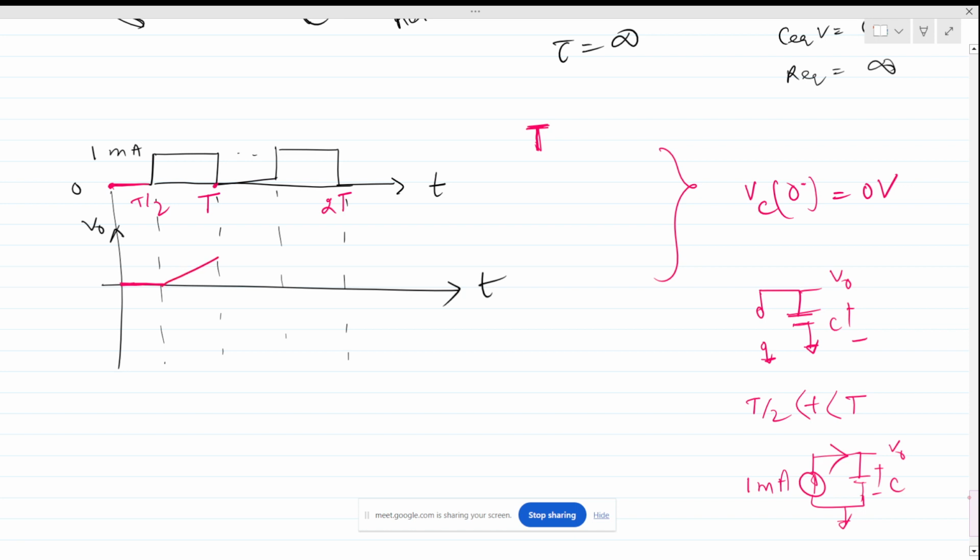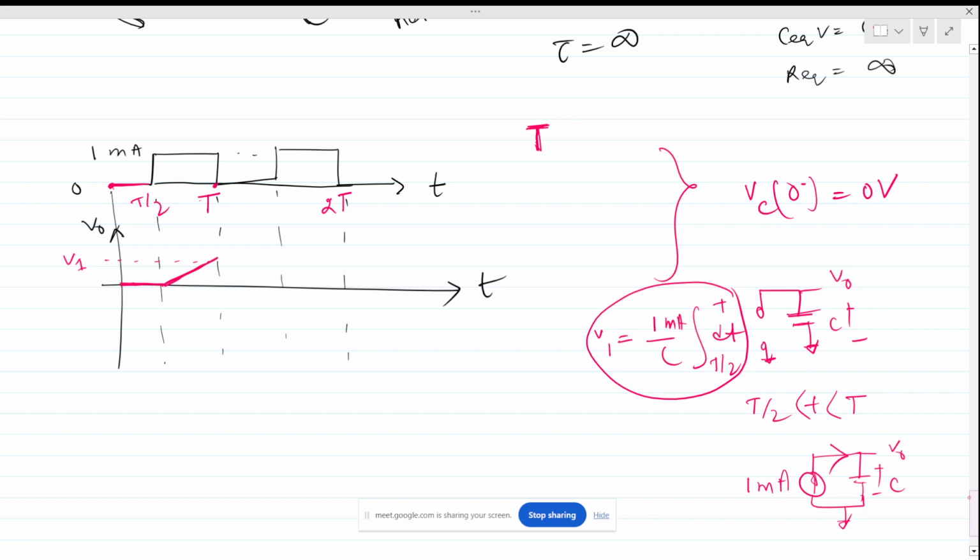We have already derived this and drawn it. Now what will be the voltage from T by 2 to T time? It is a ramp. Let's say this is V1. We can find the V1 value by putting the time T. It will be nothing but 1 milliamp divided by C, integration from T by 2 to T of dt. This will give the amplitude V1. We are not concerned about this amplitude; we are concerned only about the shape of the waveform.